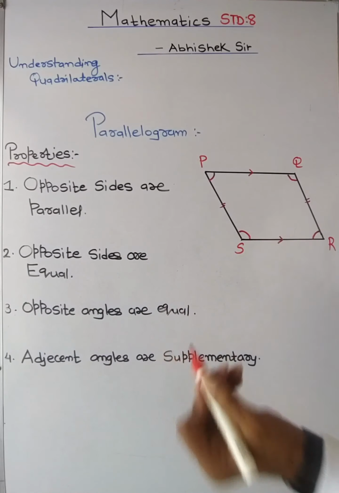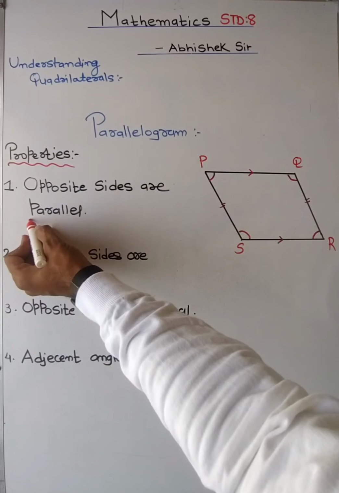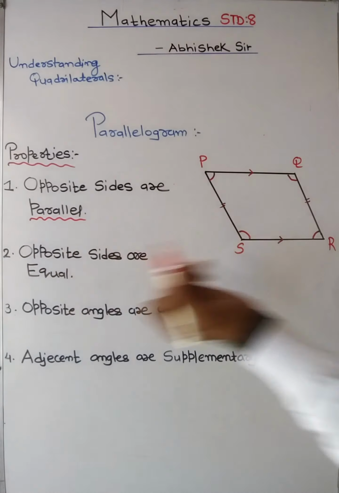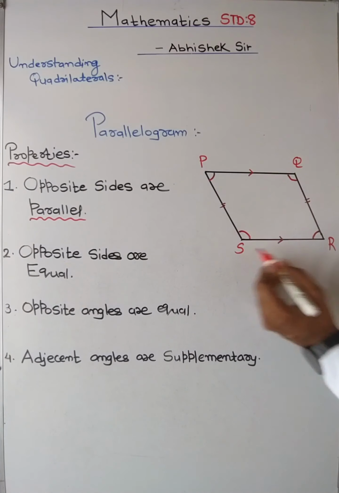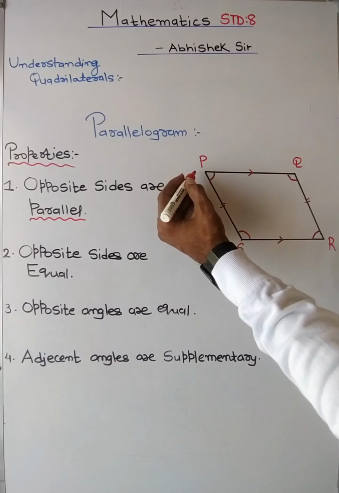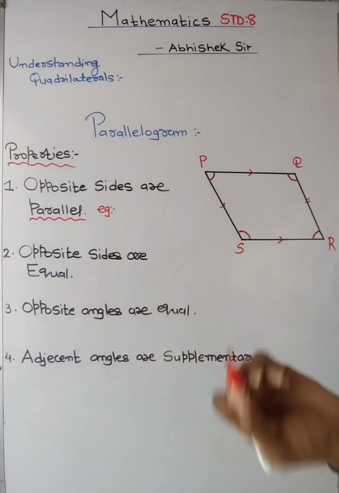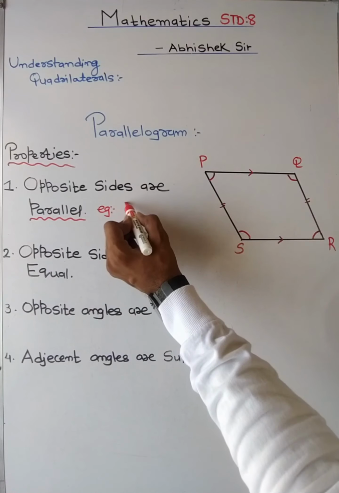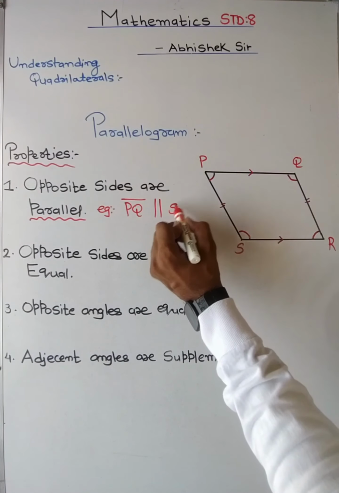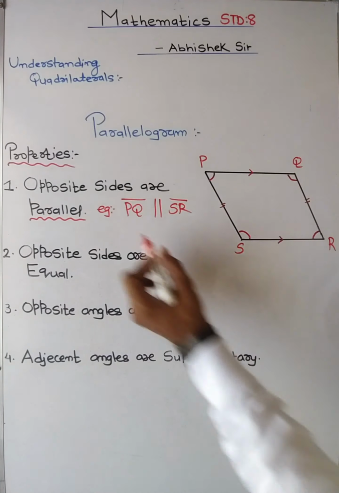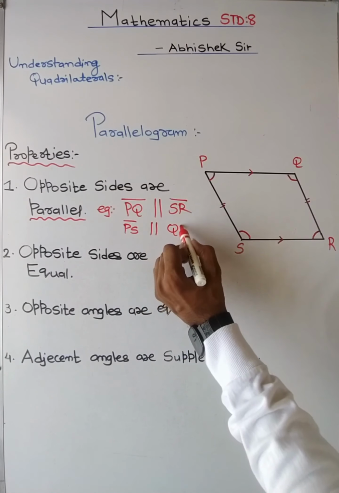The first property we have seen in the definitions only: opposite sides are parallel. So I am underlining the important points. Opposite sides are parallel, right? You can see PQ is parallel to SR and PS is parallel to QR. If you want to denote it, you can denote it like this: PQ is parallel to SR. Clear? And PS is parallel to QR.